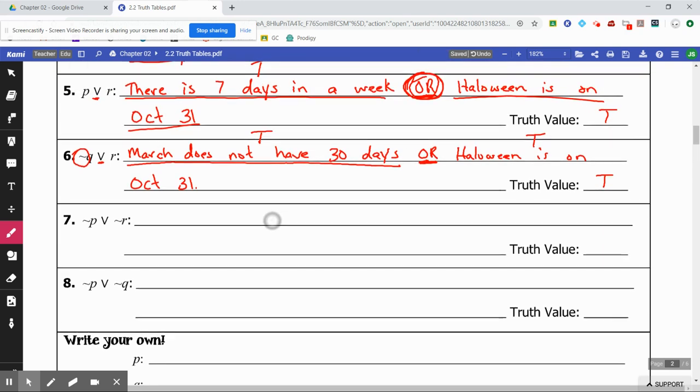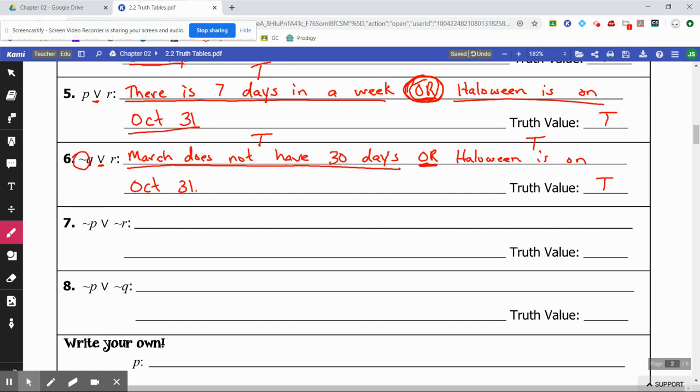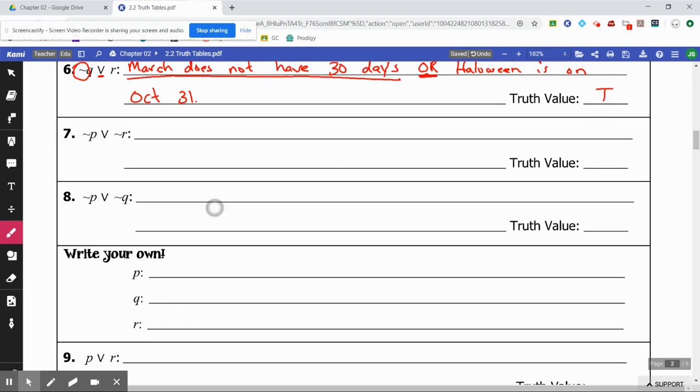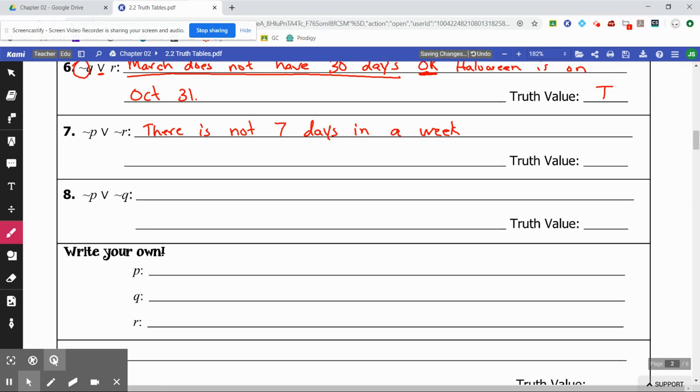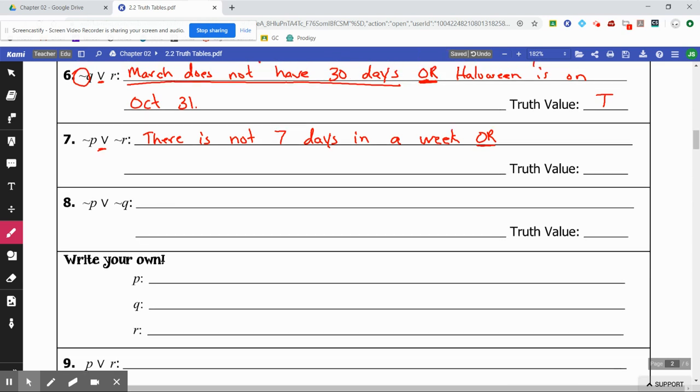Not P, and P was there's 7 days in a week. So not P would be there is not 7 days in a week. Again, we have an or statement, so let's put our or here. And then we have not R, and R we can get from the last one. Halloween is on October 31st, so therefore not R would be Halloween is not on October 31st. So let's talk about these truth values. There is not 7 days in a week. Well, that's false because there is 7 days in a week. Halloween is not on October 31st, and well, that's false because Halloween is on October 31st.